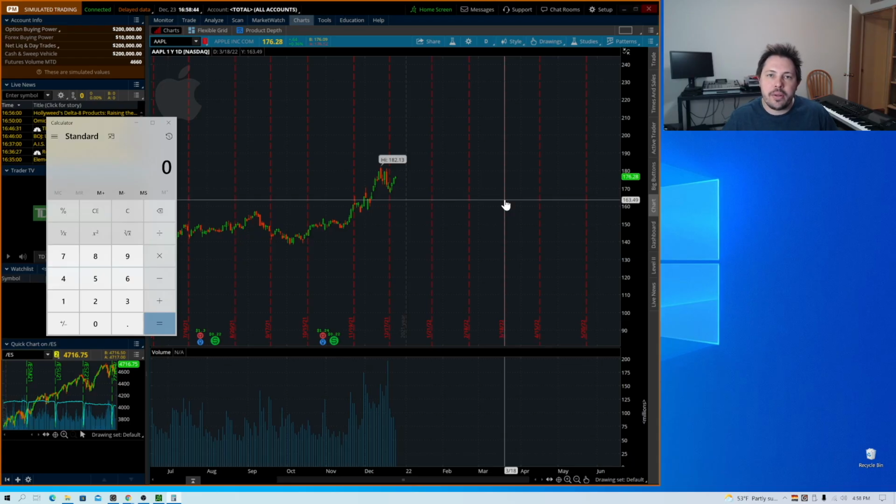The put either expires worthless and you keep that premium, which gives you a net credit. So you're creating income from an underlying asset by selling that put. And on the other side, if the underlying asset trades down into the strike price of the put that you sold, well, if it expires in the money, then you're automatically assigned shares of stock. You'd be assigned 100 shares, right?